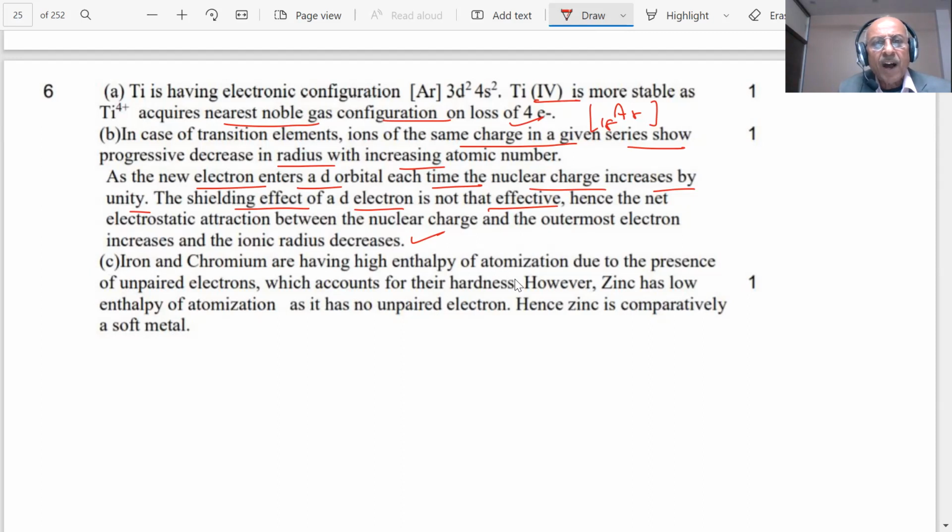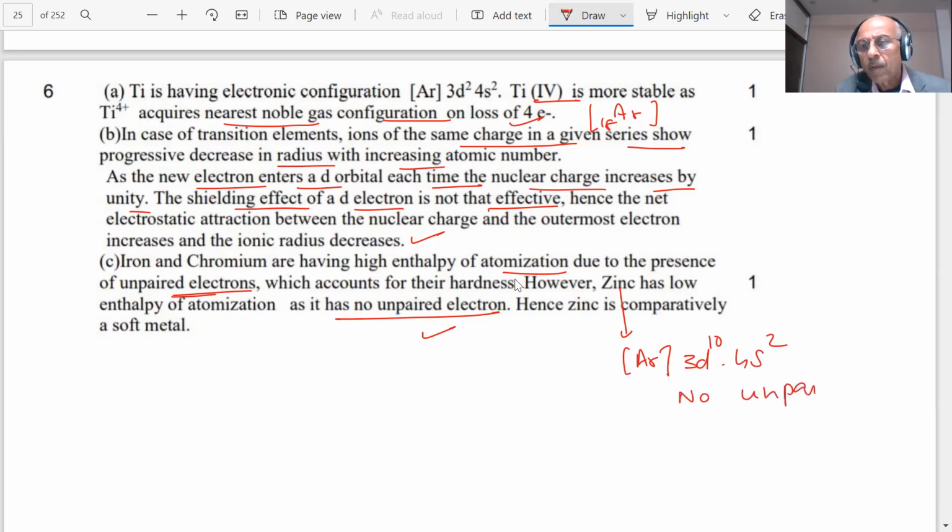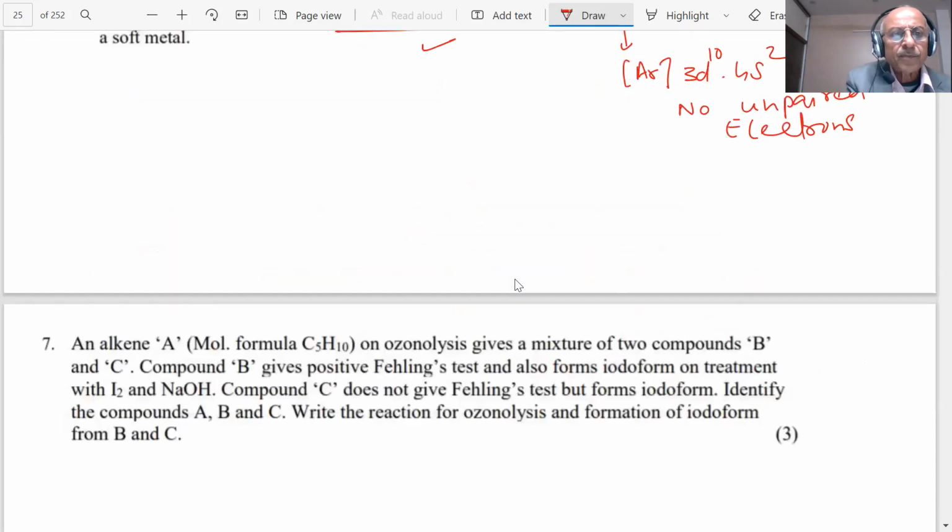Iron and chromium have a high enthalpy of atomization due to the presence of unpaired electrons. As we said, zinc has a low one because there are no unpaired electrons. We have shown you the electronic configuration of zinc also to explain the answer. So this zinc, you have already seen, is argon 3d10 4s2. So no unpaired electrons. So try to understand the questions. Let us go to the next question.